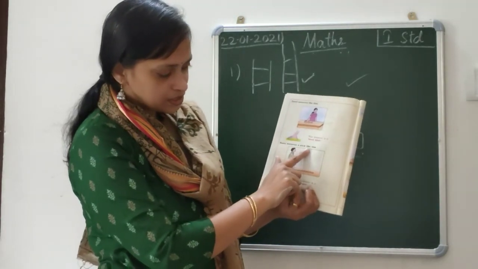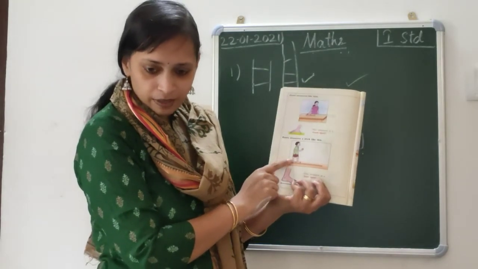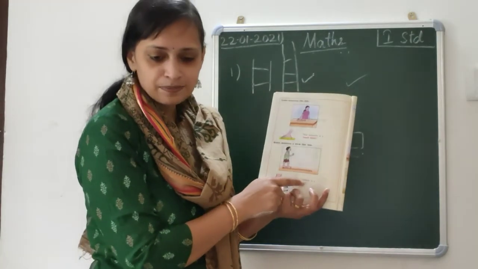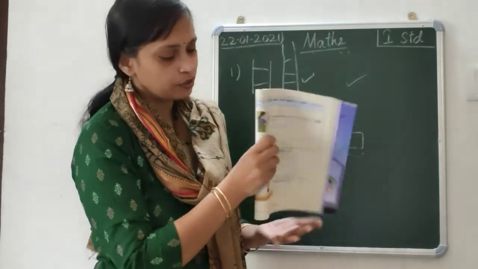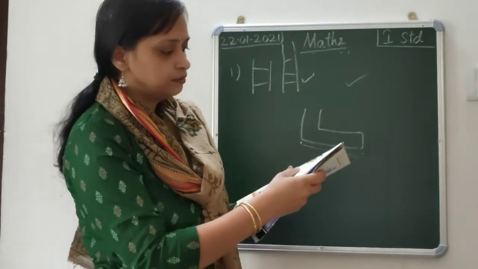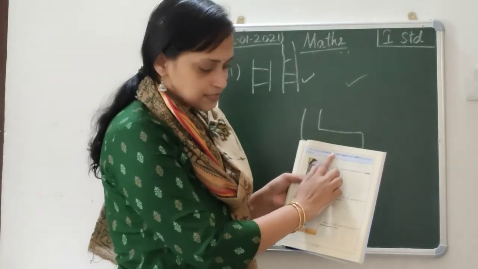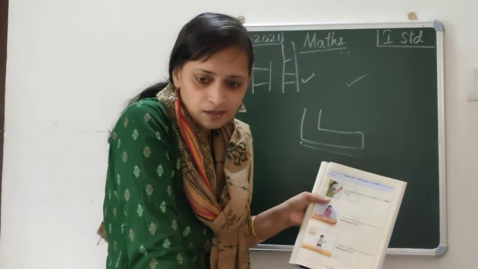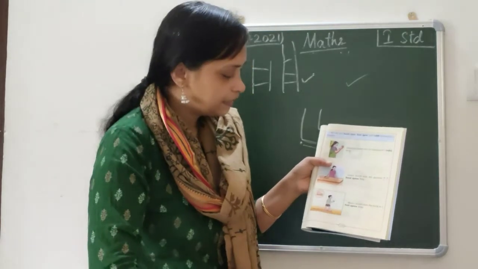Then Ramu measures a stick like this. He is keeping his foot, one in front of the other. That is called foot span. So you can measure. We can use hand span, foot span and cubit to measure the length. You can use any one of these methods to measure the length.